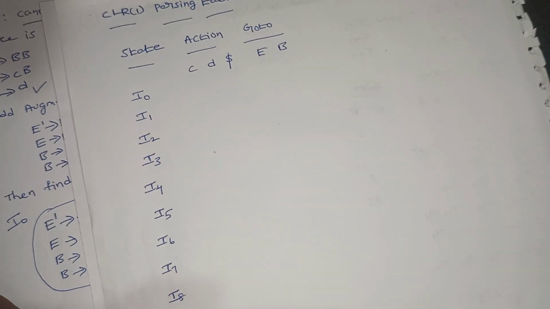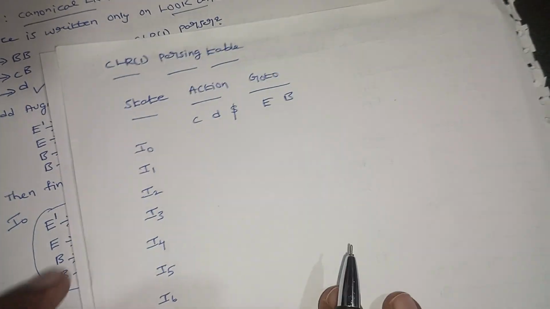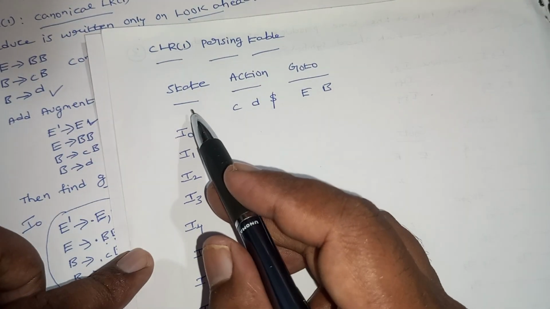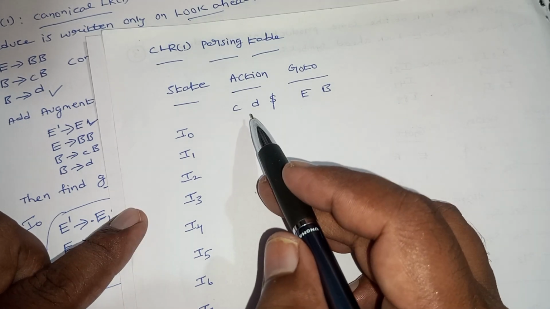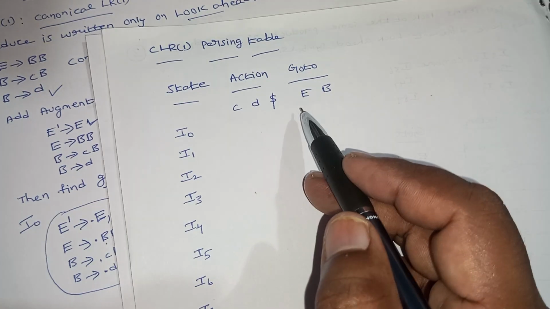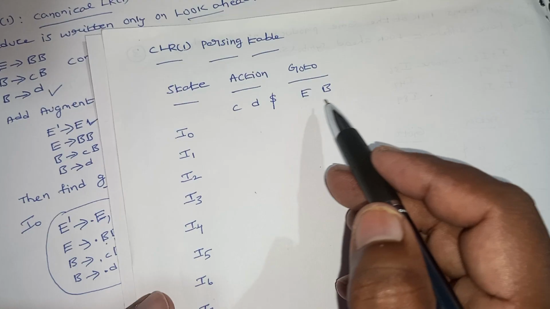This is the table you have to construct, the CLR(1) parsing table. You have to take 3 columns: state, action, and goto. Under the action you write all the terminals, small c, small d, and dollar. Then you add the variables, capital E and B.